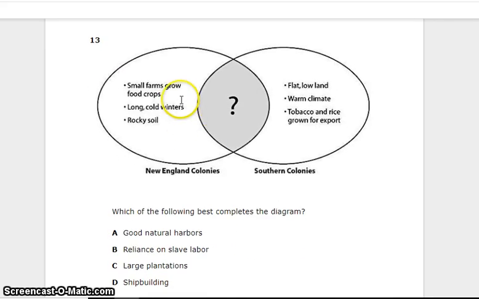Number 13. You have New England colonies and the Southern colonies. Small farms grow food crops. Long cold winters, rocky soil. Flat lowland, warm climate, tobacco and rice grown for export. Which of the following best completes the diagram? A. Good natural harbors. B. Reliance on slave labor. C. Large plantations. D. Shipbuilding.